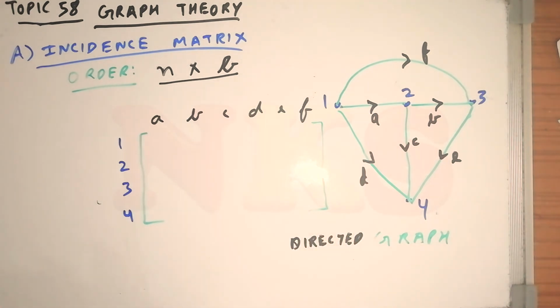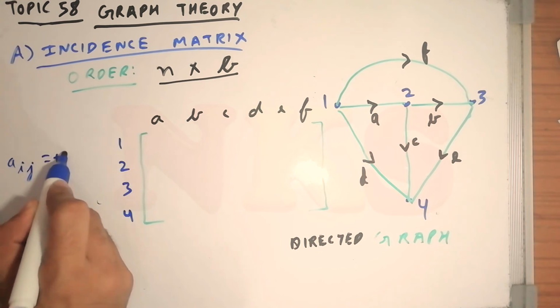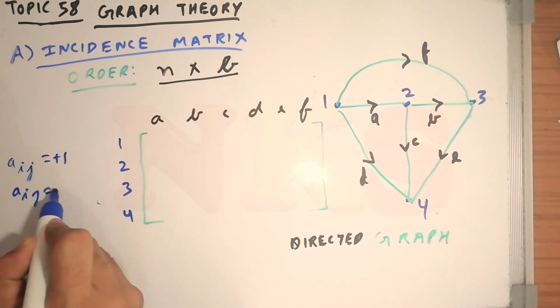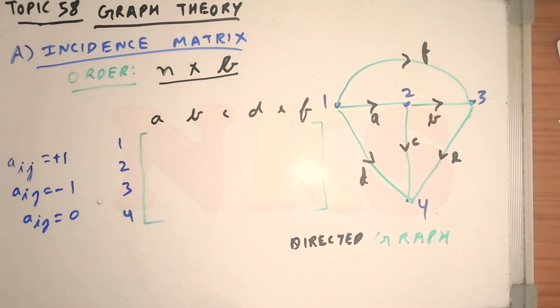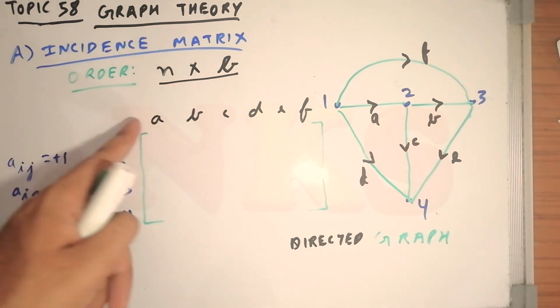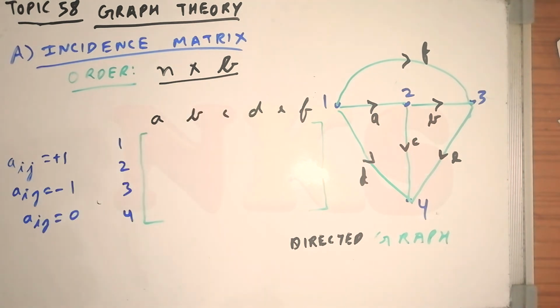Okay, so now what is the rule, what is the convention that we follow? The convention we follow is this, I am writing it down: Aij equals +1, Aij equals -1, Aij equals 0. So what this says is, there are 4 rows, and these rows represent the nodes. There are 6 columns that represent the branches. This is very clear to you.